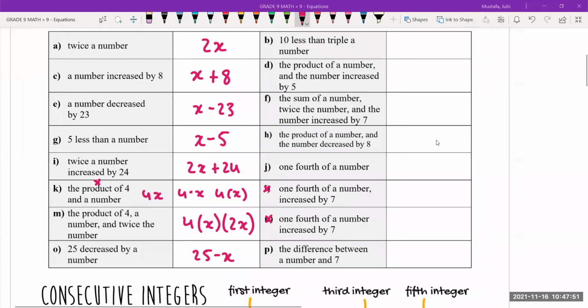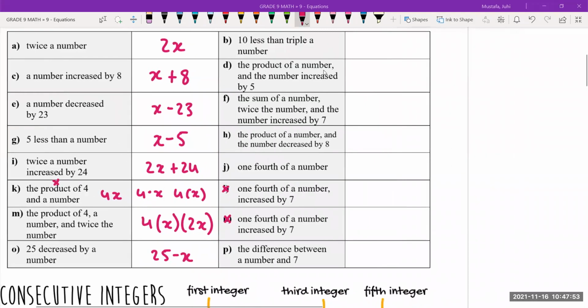All right, can I get a volunteer to help me with a couple of these ones? So let's start with B and D. 10 less than triple a number. So remember, less than means you always change up the order. Sirsha? Yeah, good. So triple a number is 3X, and then 10 less than that is subtract 10. The product of a number and the number increased by 5. Abarami?